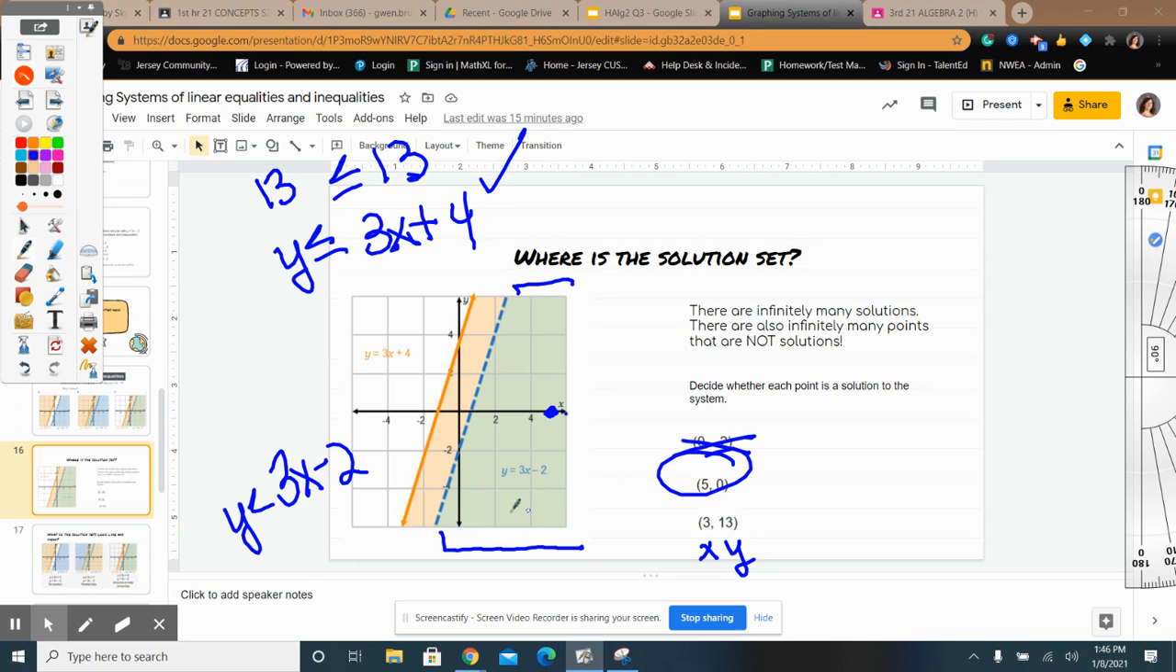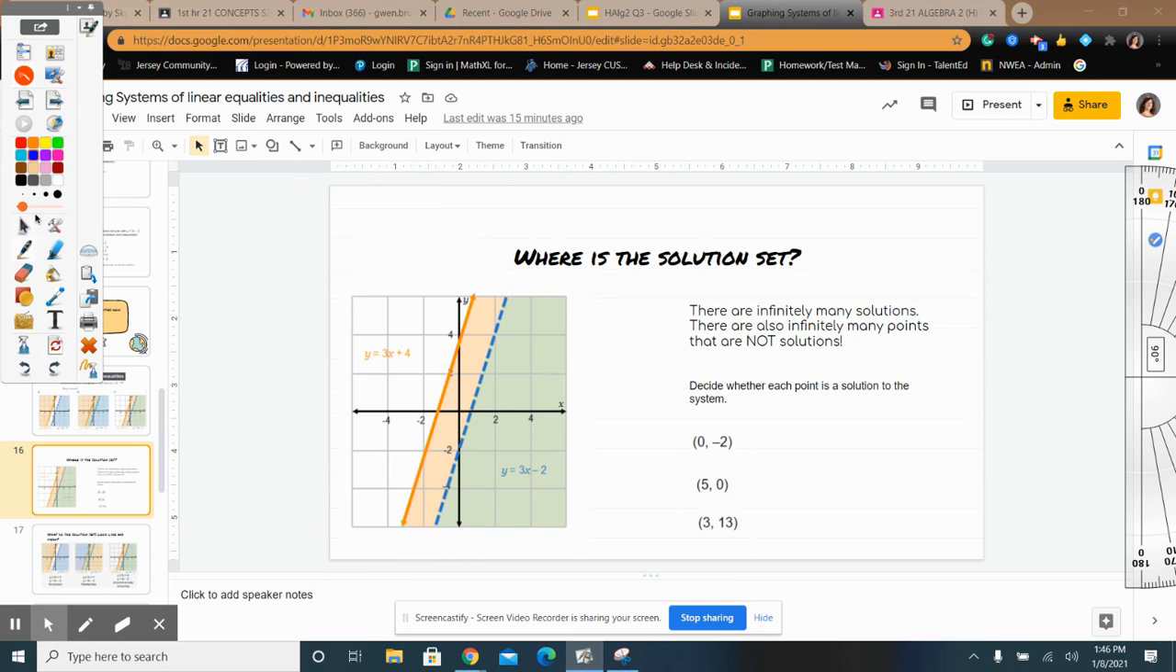Check. Now you've got to check the green graph. Plug in x is 3. 3 times 3 is 9. 9 minus 2 is 7. Is 7 greater than 13? No, it won't be true for the green graph. Basically, this will be right on the orange line, but it won't be true for the green graph. So the only solution that is in that green region is (5, 0).